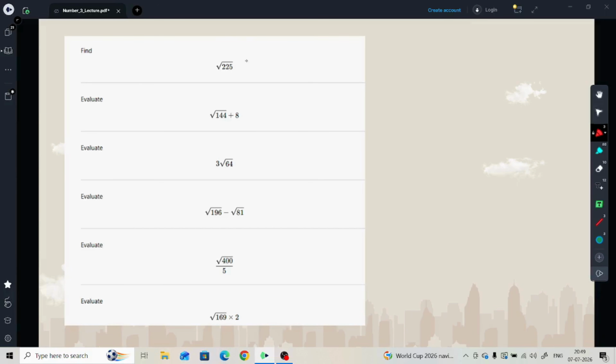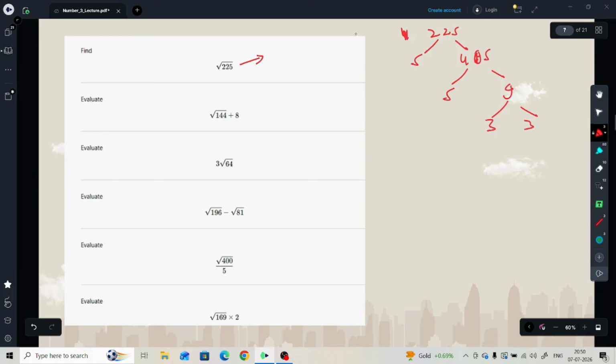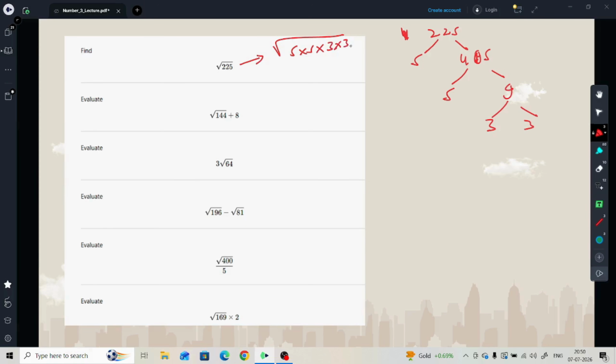Similarly, you can practice these questions. Just like the square root of 225. Again, do the prime factorization initially. 225 is 5 times 45, and 45 is 5 times 9, and then 9 is 3 times 3. So 225 can be written as the square root of 5 times 5, 3 times 3. We are getting two pairs, so we can take them outside, so it becomes 5 times 3, that is 15. As simple as that.